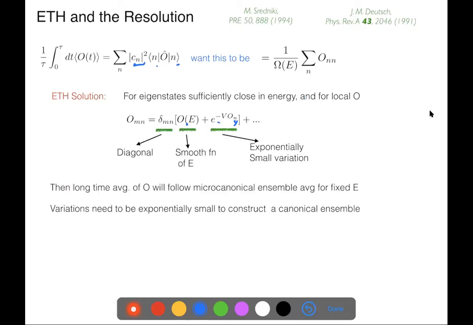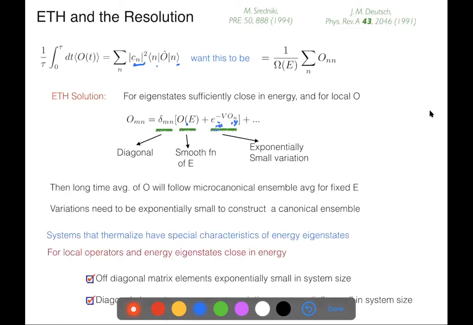Then the long time average of O will follow the microcanonical ensemble average for fixed E. You have to be careful because there is an exponential number of terms, but each one is exponentially small. In fact, what you need is the variance of this over the same energy state to scale with exponential of minus V, and then you can think of fluctuating the energy in the usual sense and also get a canonical ensemble. I'm not going to do that construction carefully here, but that's what the ETH says.